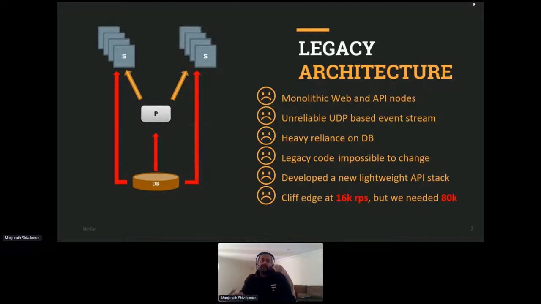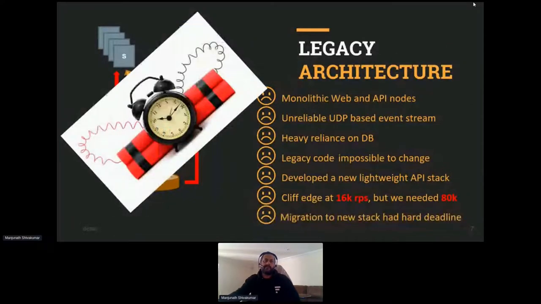Now, we had already communicated to the customers that we would be bringing out a new version of the API, which is faster and more resilient, about a year ahead of its actual date, because we need to allow people to be able to rewrite their bots using the newer APIs. So we had a hard deadline to hit, but we found that the limit with the legacy architecture was around 16,000 requests per second, which was nowhere near enough to cater to the load of that day, let alone the future load.